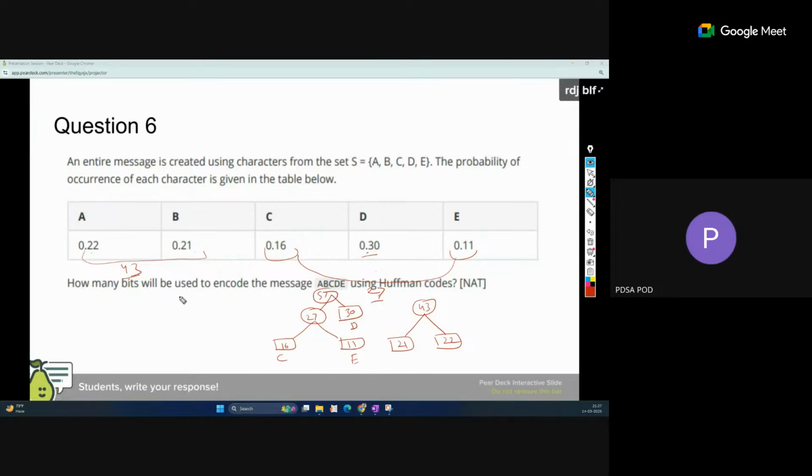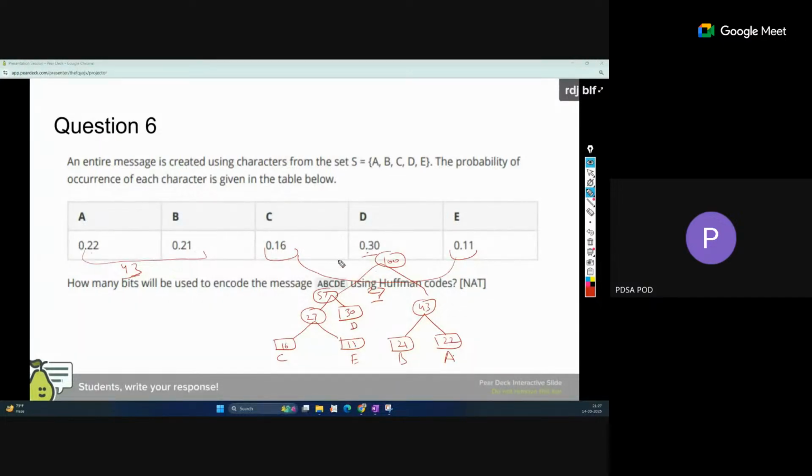So 57 and 43 are the only remaining. Both will combine to make 100. Now this becomes a tree, and this 21 was for B, and this one is A: 21 for B and 22 for A.